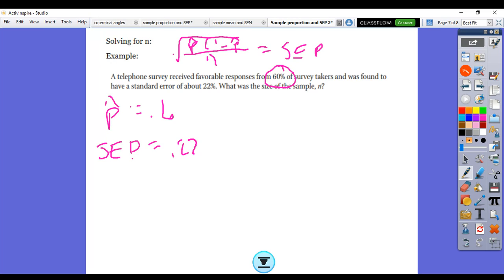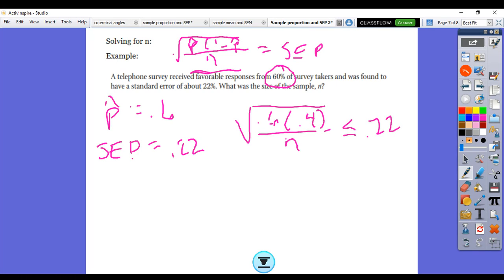So error was 0.22. If I go to this formula here, I'm going to put p hat in, which is 0.6, and 1 minus p hat is 0.4, over n, which I don't know, has to be less than or equal to 0.22. In this problem it was equal to, but we're going to go with less than or equal to. So 0.6 times 0.4 is 0.24. So the square root of 0.24 over n is less than or equal to 0.22.